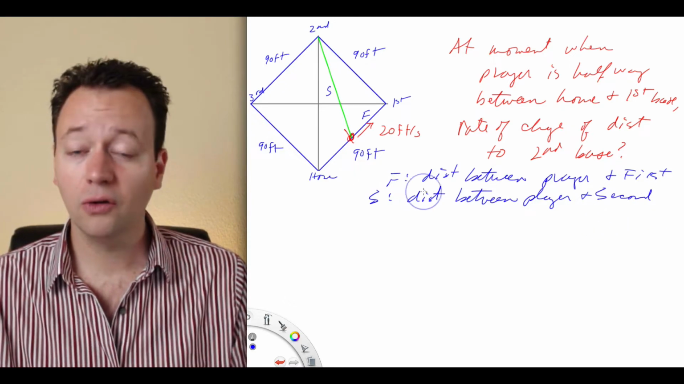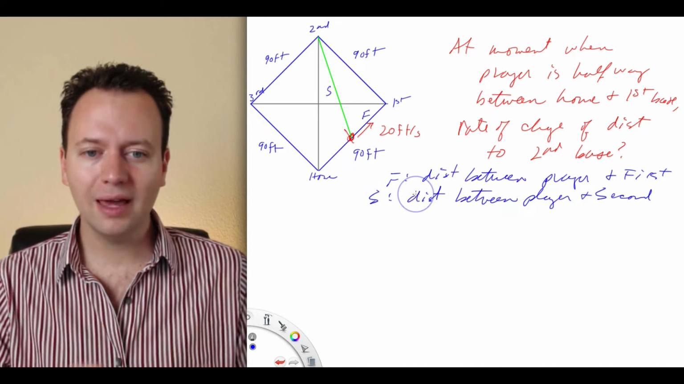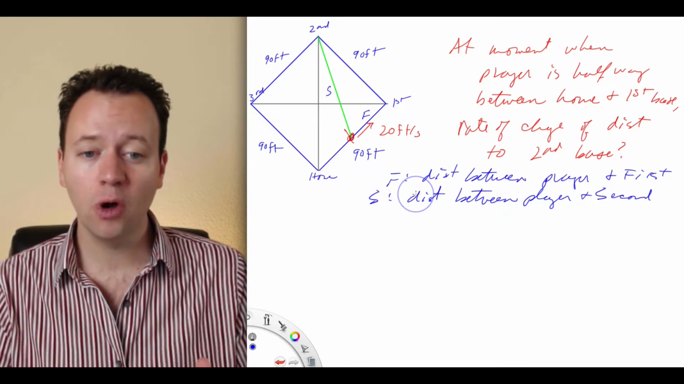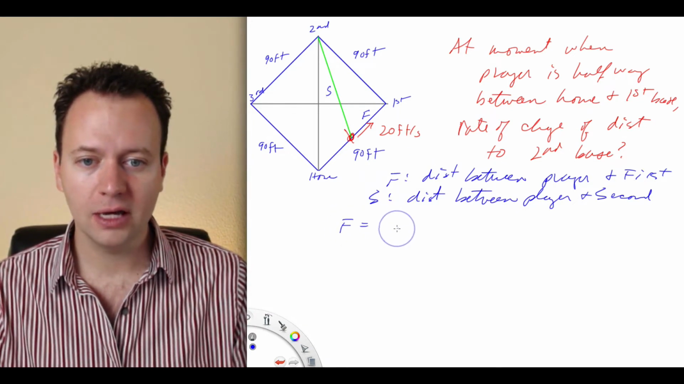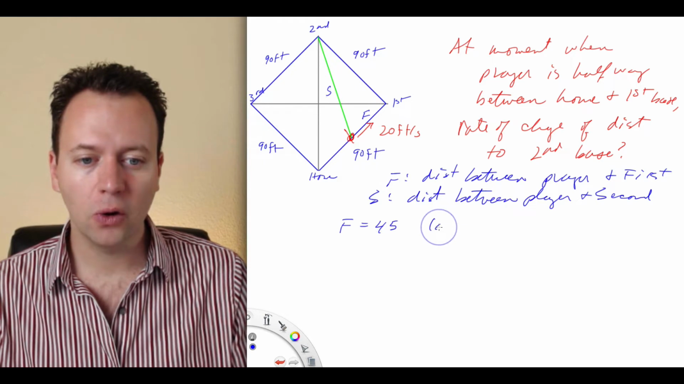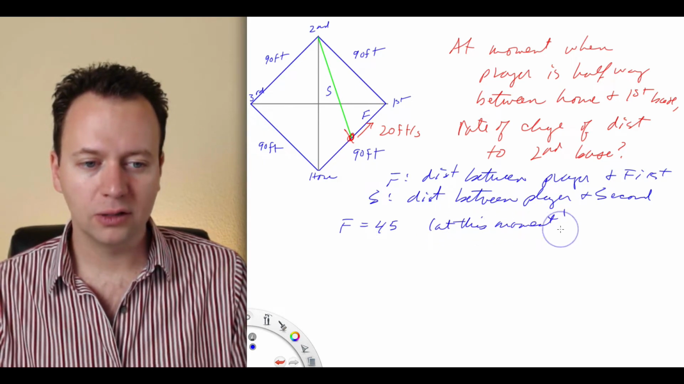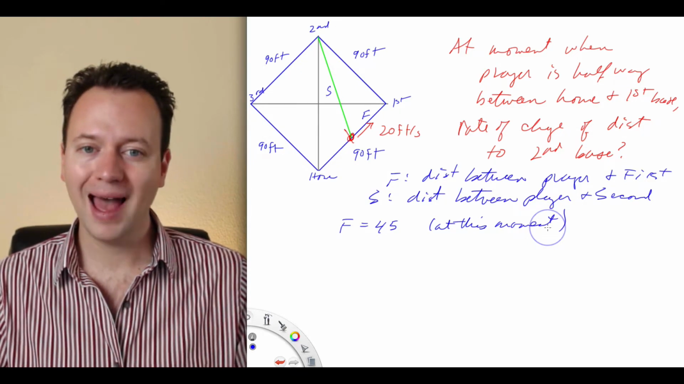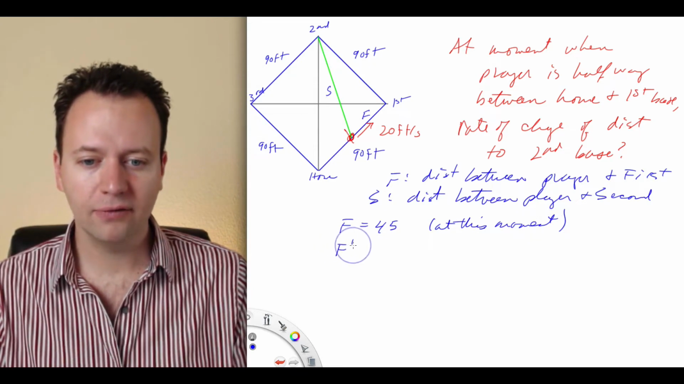So we've defined our variables. We have F and S. Now we're given that the player is halfway between home and first. So at this moment in time, F is going to equal 45. This is only at this moment, right? Because the player is running from home to first. And then of course we can also solve for S at that moment, and also F prime, dF/dt.